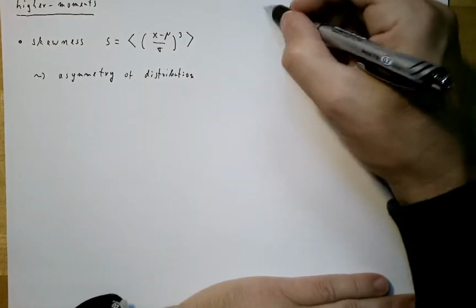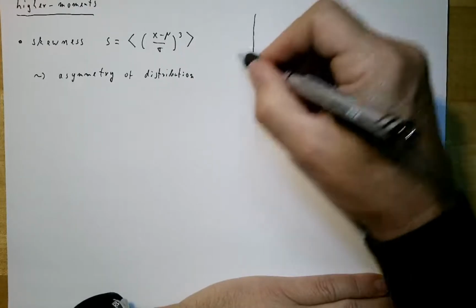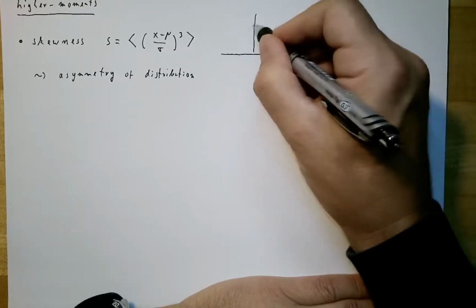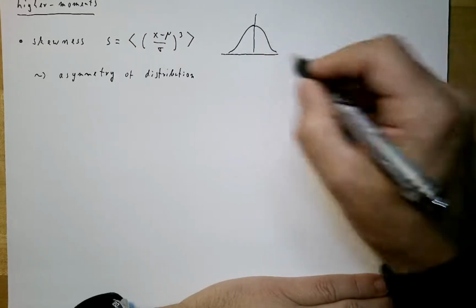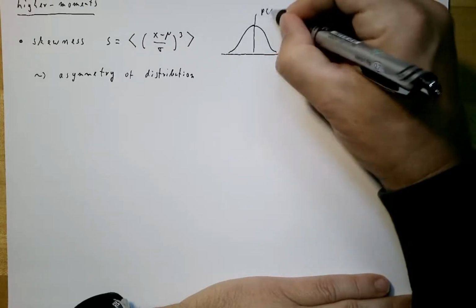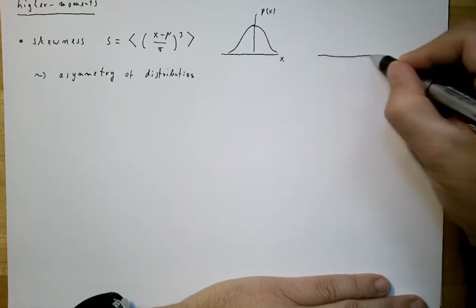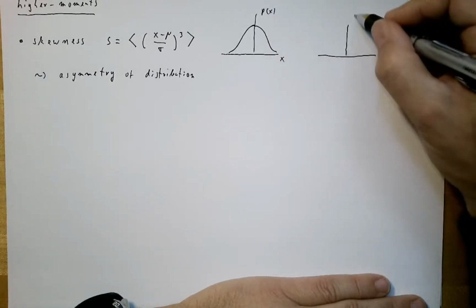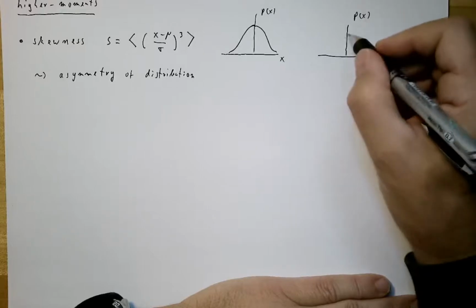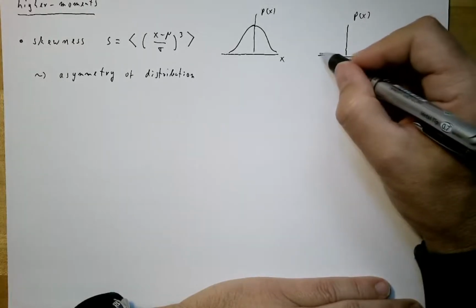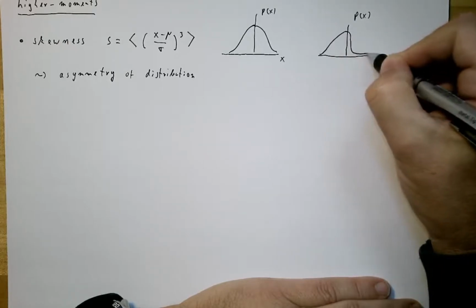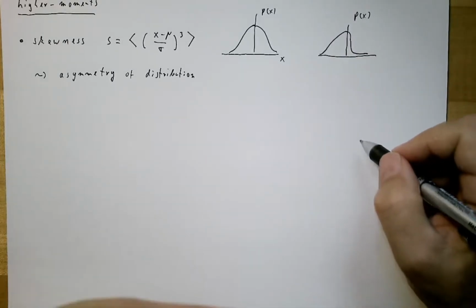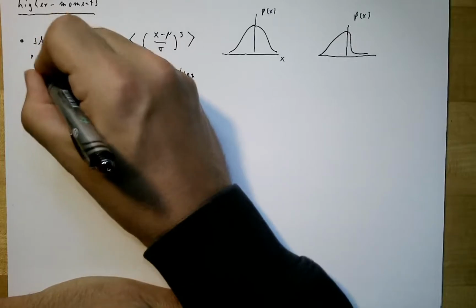So if you have a Gaussian, that's nicely symmetric, but you could also have a distribution which is skewed, so it would be maybe something like this. In German, it's the Schiefe.